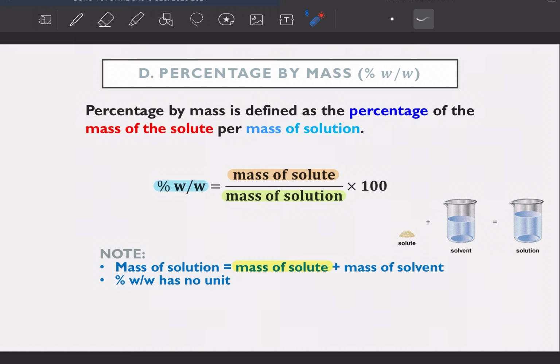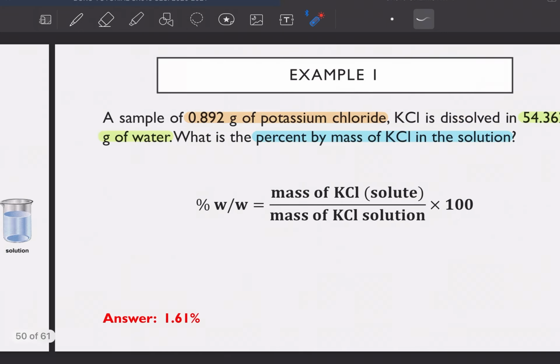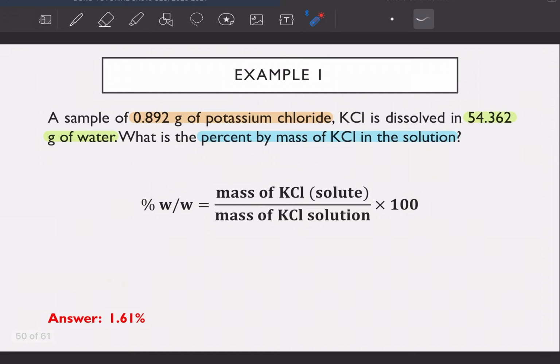Okay, so let's say if you do not have the mass of solute, but you are given the mass of solution and mass of solvent, you can find it by using this equation lah. Alright, or if you don't have the mass of solution, then you just plus your mass of solute dengan mass of solvent. Okay. So remember, percentage by mass does not have any unit. It is just percent. It is a percentage. Okay. So let's look at our example.